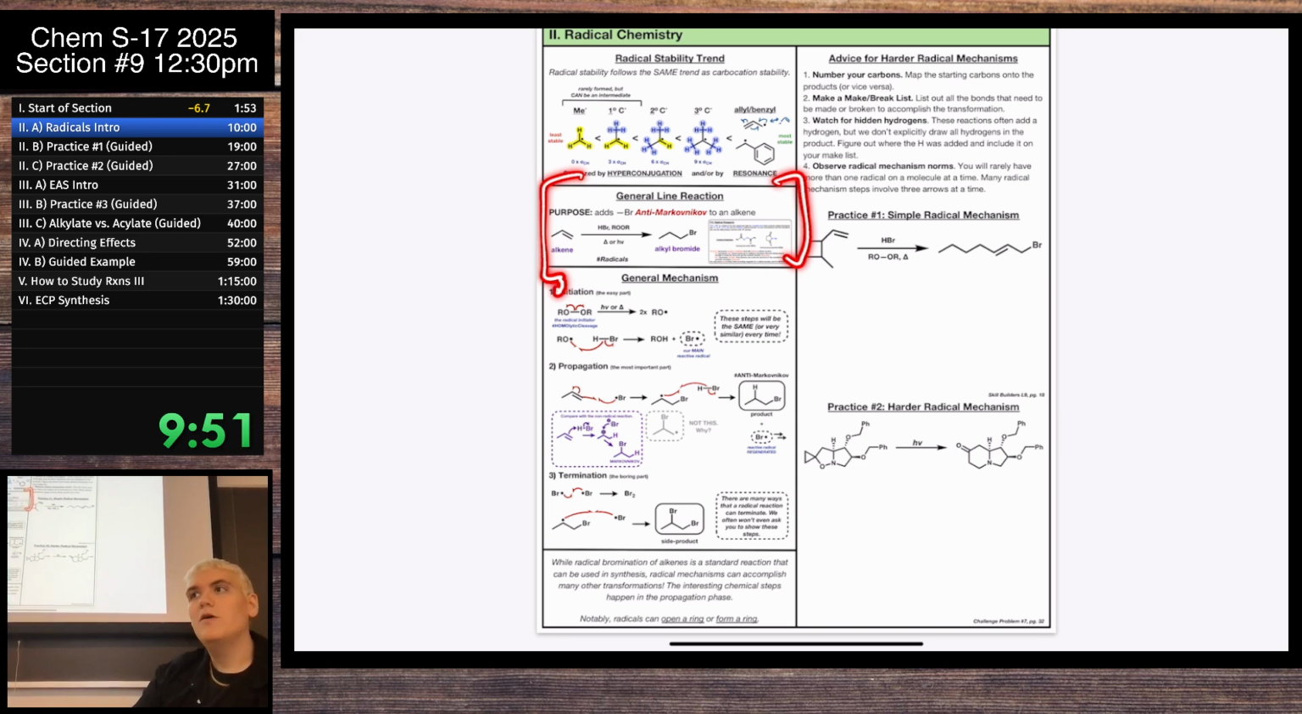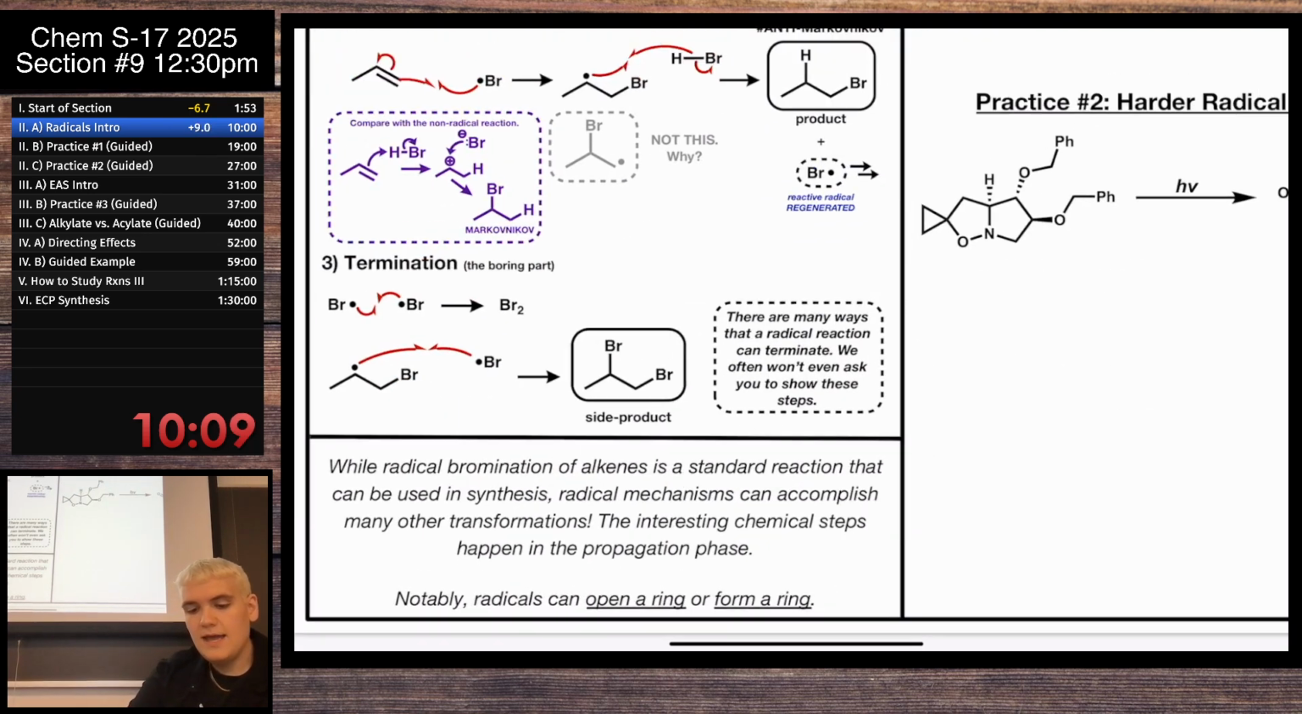And I think you're going to see the harder one on either exam 2 or the final. You definitely will have a radical mechanism question either on exam 2 or on the final. Probably not both. It's kind of like DCC. You'll have a synthesis for DCC on either exam 2 or the final. Now, a big thing that radical reactions can do in a mechanism is they can open rings or form rings. So that's going to be a big thing that we will see.